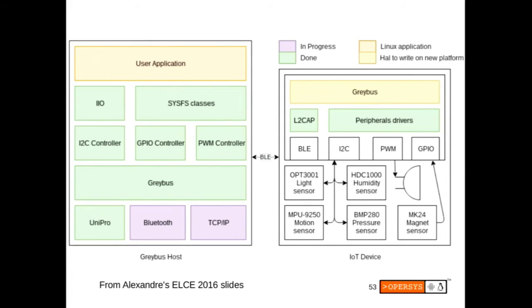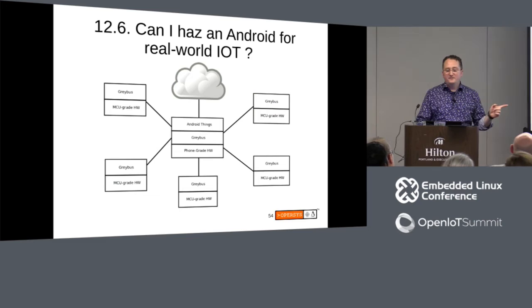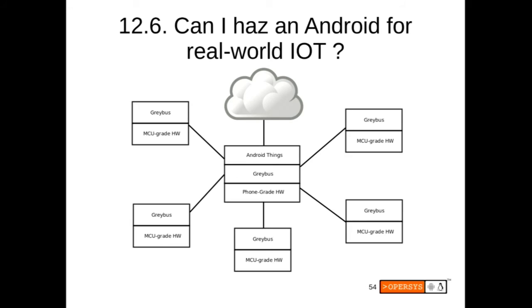And in that fashion, the Greybus tunneling capabilities make it such that I can control something that is remote, straight from my Greybus host. And what I personally would like to see is something like this, where you've got your Android Things layered on top of Greybus on a phone-grade hardware kind of device, talking to MCU-enabled devices that are all talking Greybus, because that would be really cool.